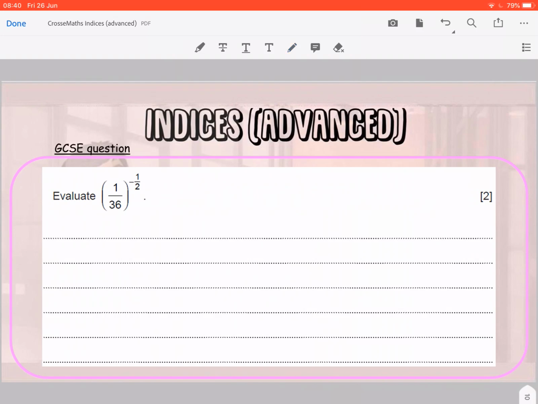Right guys, we've got one final GCSE question just to finish us off. Pause the video now, have a go. If you get this right, you really understand this. If you don't get it right, don't worry, it's not the end of the world. You just need a little bit more practice.